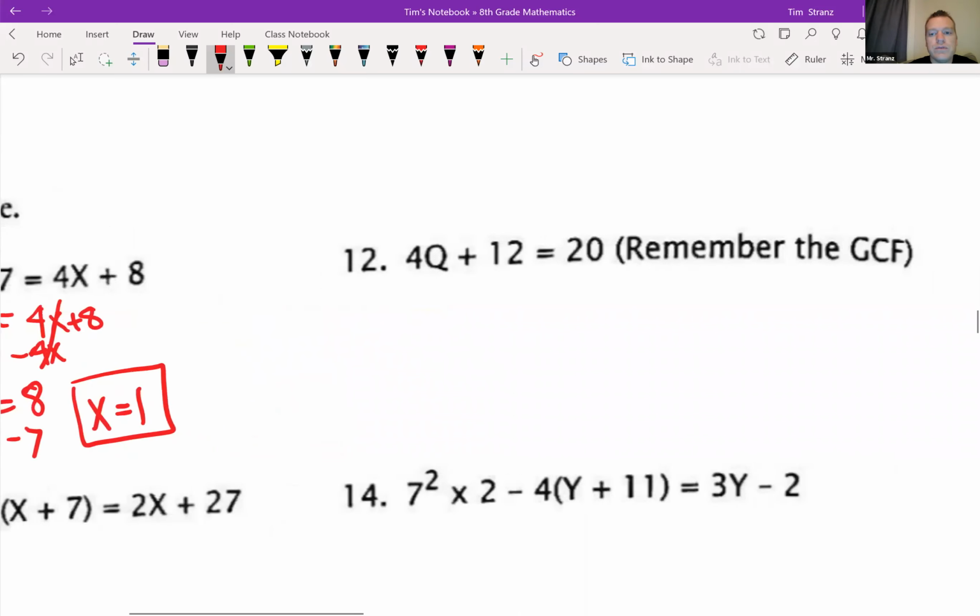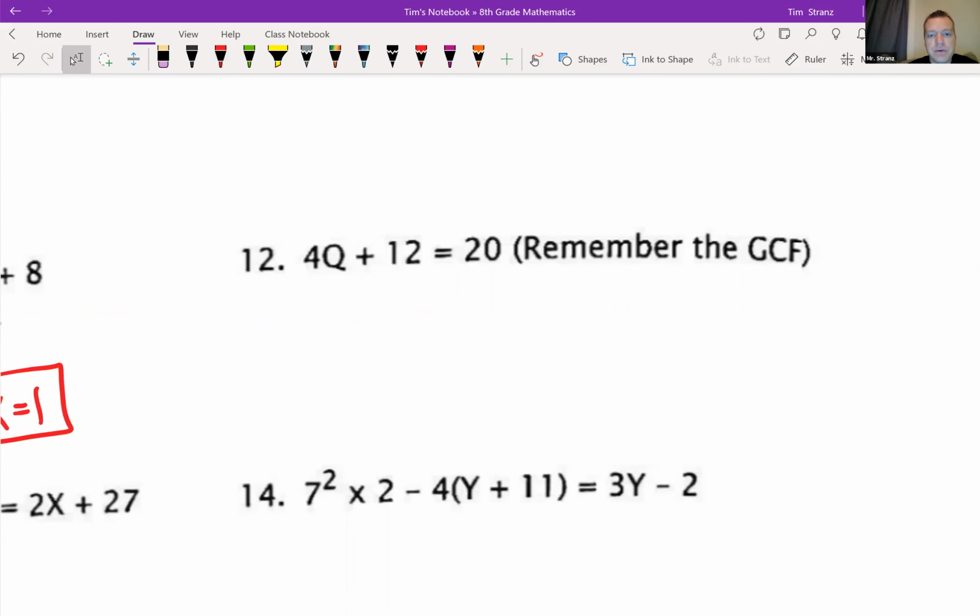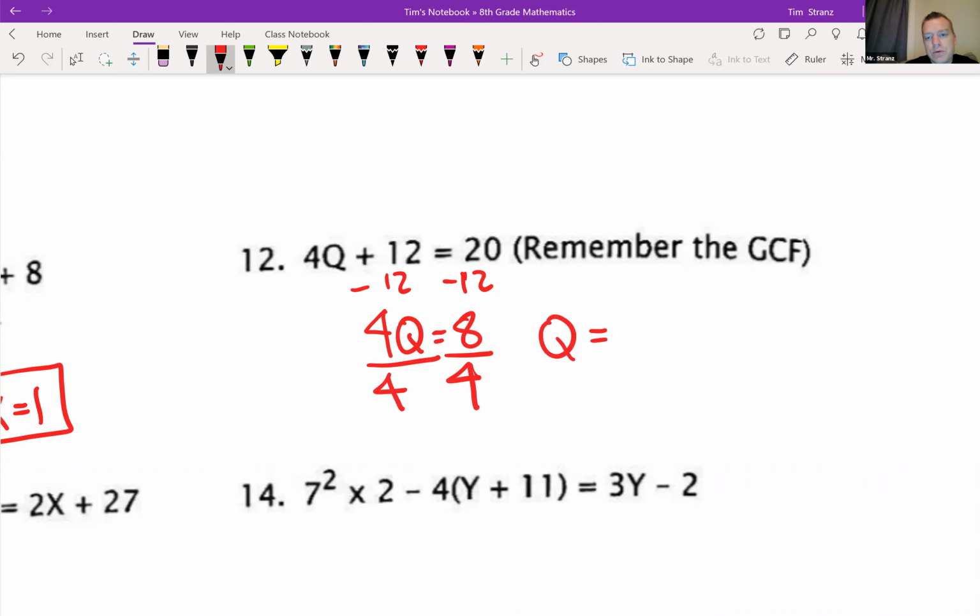All right, number 12, it says remember the GCF. I'm just going to do it the easier way, I feel like. So I'm just going to subtract 12, and I got 4q equals 8, divided by 4, divided by 4, q equals 2. I'm not sure what they mean by remember the GCF.